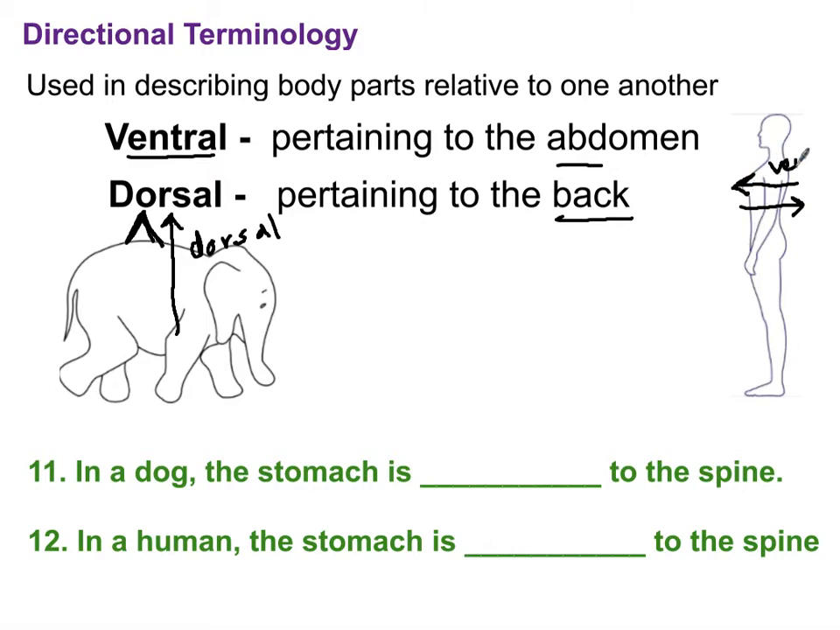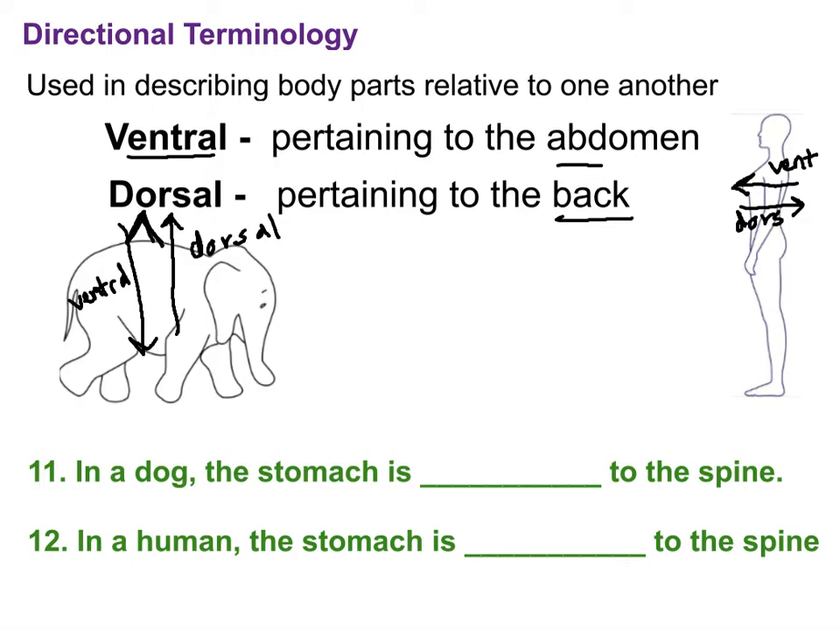So this would be ventral on a biped. This would be dorsal on a biped. Dorsal on a quadruped would be up towards the top / back, and then ventral would be down towards its abdomen. Notice that these are different in terms of quadruped versus biped when it comes to anterior and posterior, right?